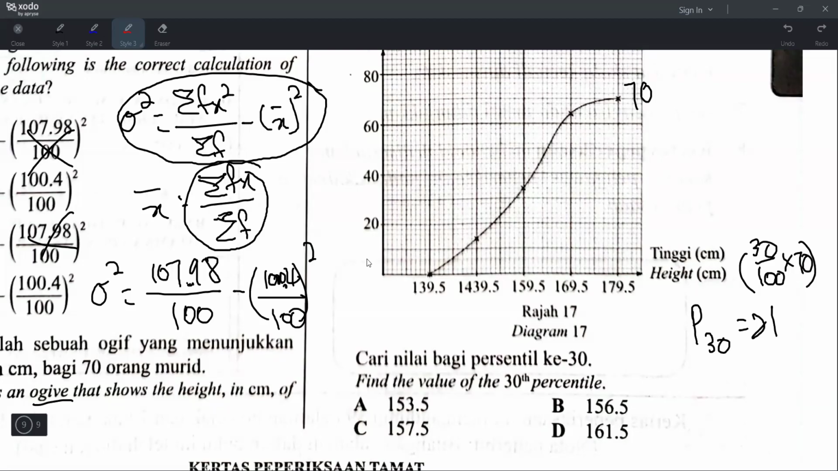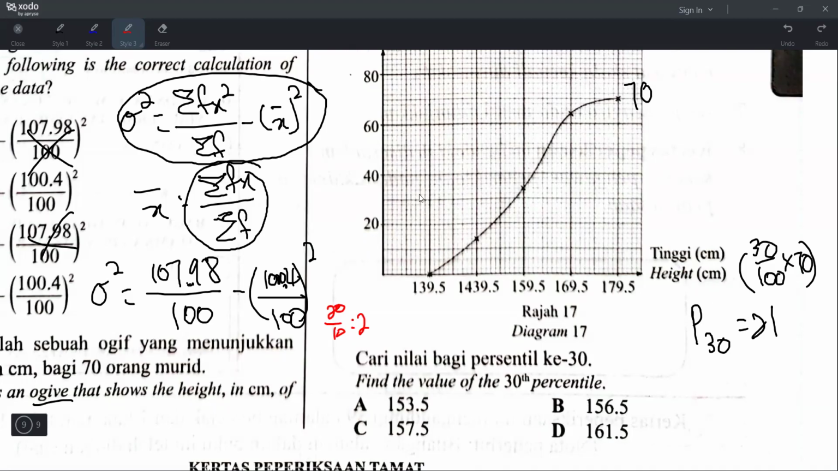Eh, wait. How much is one box here? One box here, okay, from here to here, plus 20, right? But you have 10 boxes. 1, 2, 3, 1, 2, 3, 4, 5, 6, 7, 8, 9, 10. So it means one box is actually 20 divide 10. So you get 2, right? It means one box is 2.